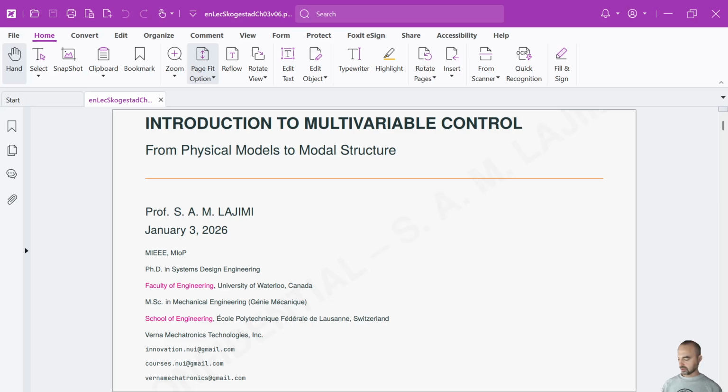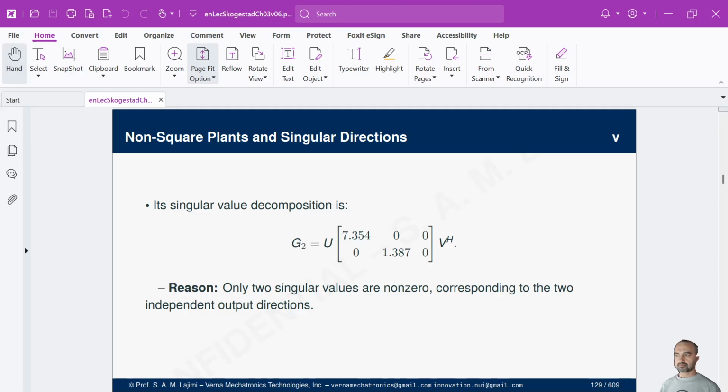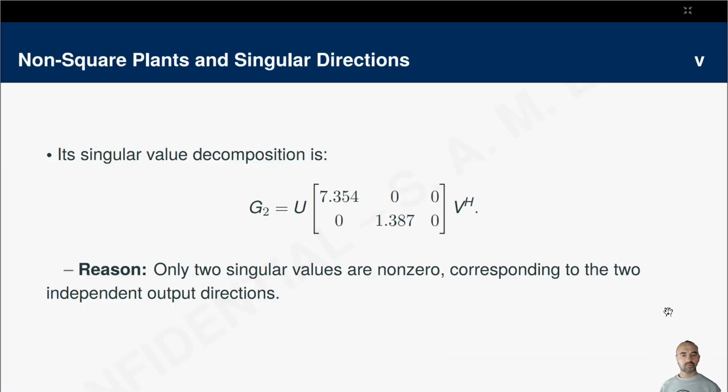Let's quickly go to page, I think it was 129. And let me, I think I made a mistake when I was talking. I misspoke, and so just to remind you, let me correct it and say it in the correct way.